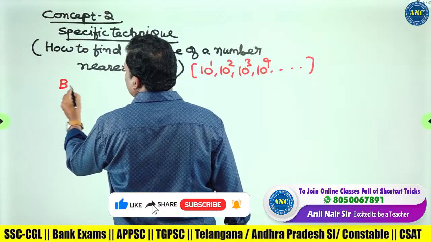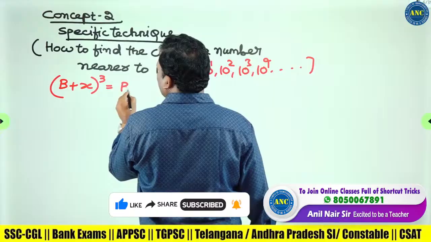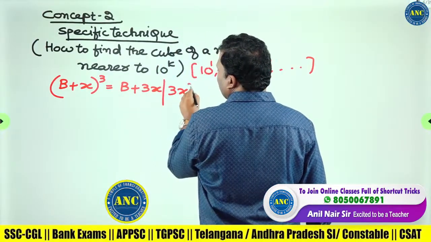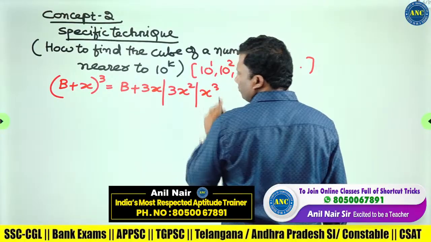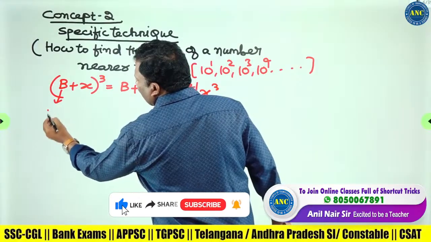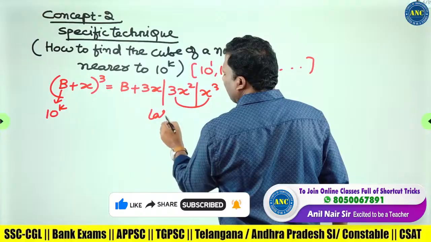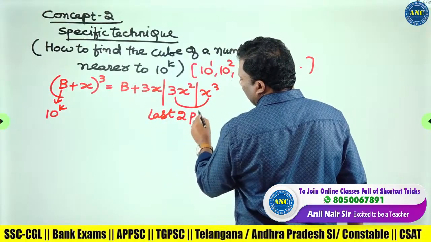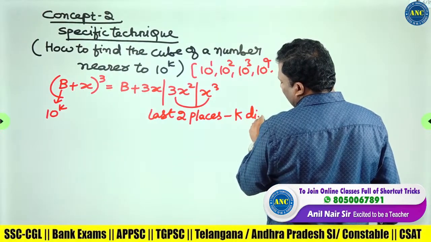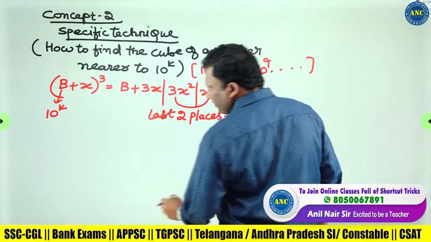Concept goes like this. First write down (b plus x) whole cube. It is given as b cube plus 3b square x plus 3b x square plus x cube, written as b plus 3x slash 3x square slash x cube. I will explain from where it is derived. If b is of the form 10 power k, the last places will have k digits. This is a little 9th class concept.